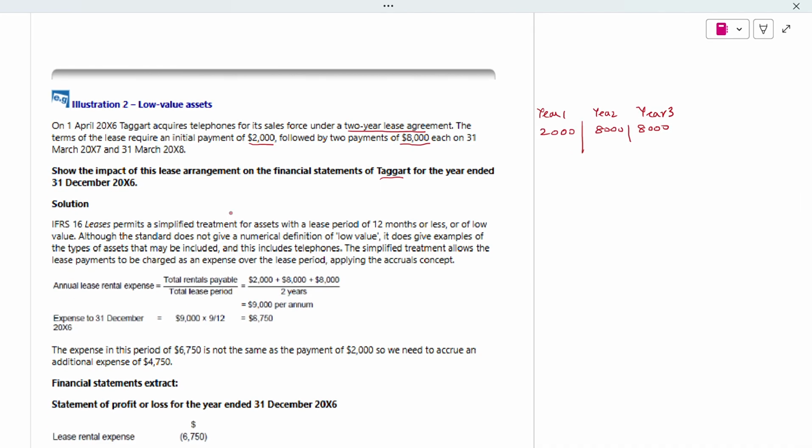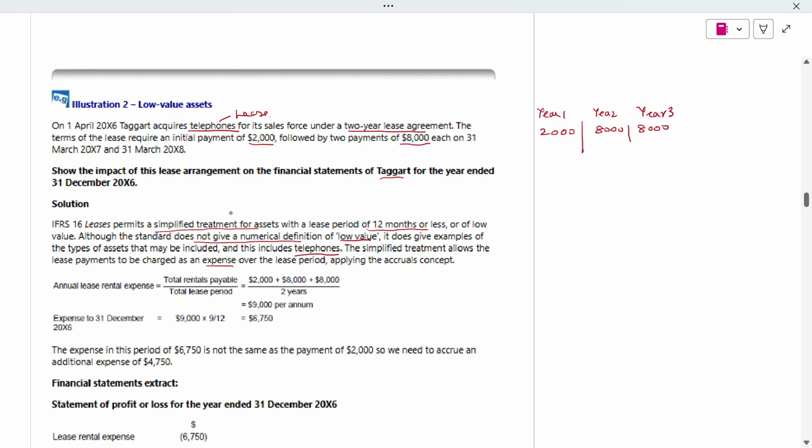What the IFRS lease permits is a simplified treatment for assets with a lease period of 12 months or less. But here they have taken it for 2 years, or low value. Although the standard does not give a numerical definition of low value, it does give examples of assets that can be included. Which assets can you include? Telephones. Here they have taken the telephones on lease. The simplified treatment allows the lease payment to be charged as an expense.